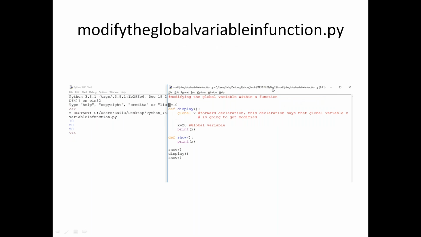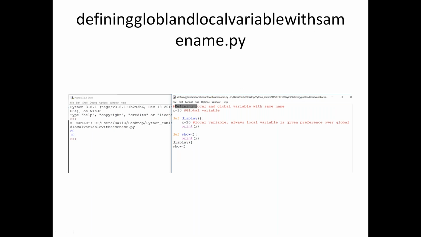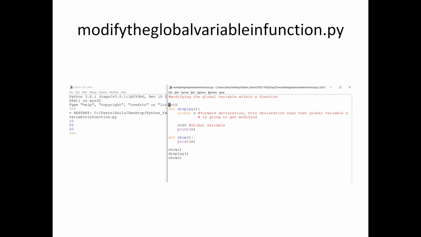Clear, right? You can see the file names with the same name, defining the global and local variables with the same name. .py is the file name to see this code. Similarly for every slide.